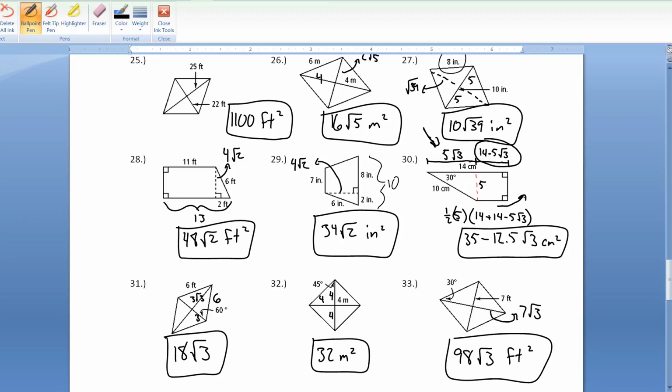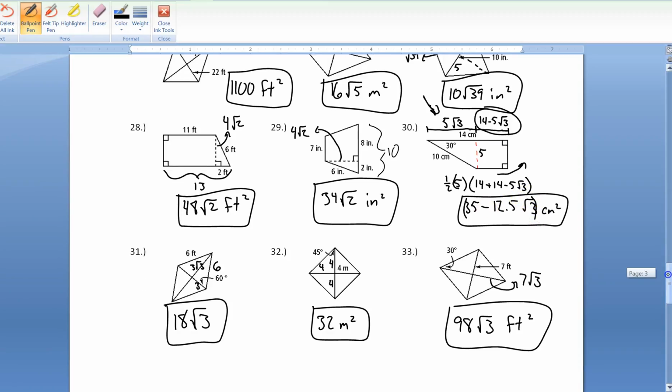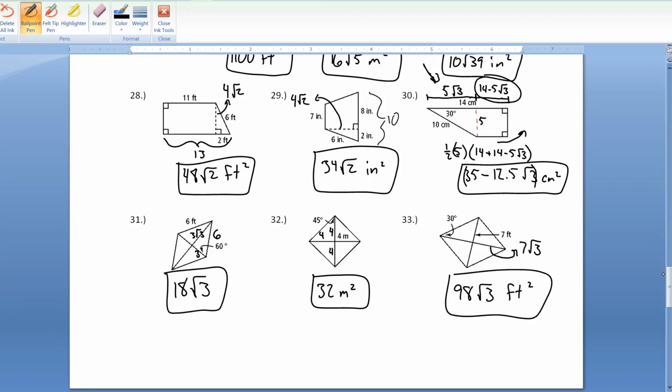So then the two bases are the 14 and the 14 minus 5 root 3, times 1/2 the height. And so that one's a little bit ridiculous. This is what it would be in exact form, but again, I wouldn't be expecting that. I would be expecting that one as a decimal. Okay? This one, you've got to do your 30, 60, 90 triangle.